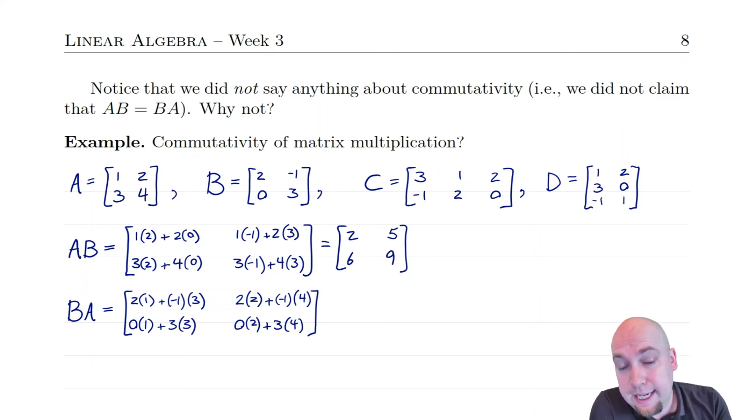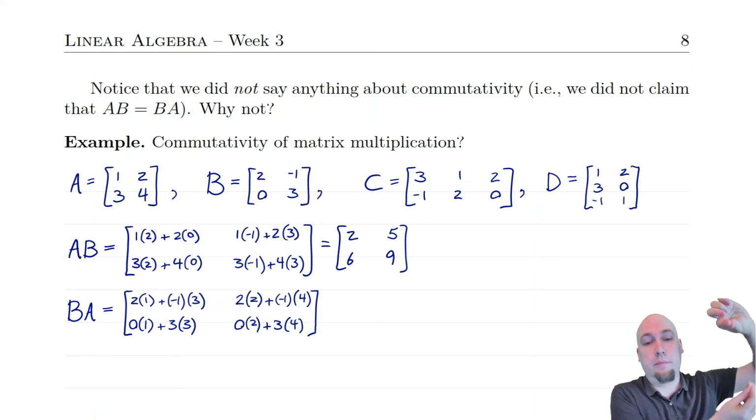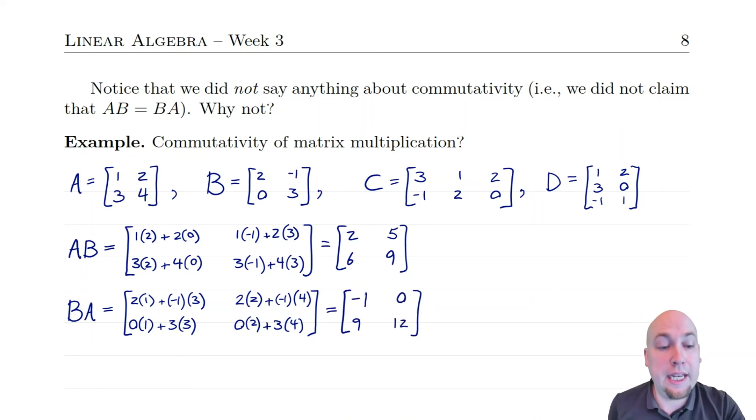B times A, now remember, you're always taking rows of the first matrix dotted with columns of the second matrix. So now B is the first matrix, so now it's rows of B dotted with columns of A. For example, the top left entry is 2, 1 dotted with 1, 3. So that's 2 times 1 plus minus 1 times 3. Top right entry is first row of B dotted with right column of A, so 2 times 2 plus minus 1 times 4. And similarly, bottom row with left column, then bottom row with right column. That'll give me the 4 entries, and when you actually compute those, you get this matrix now: minus 1, 0, 9, 12.